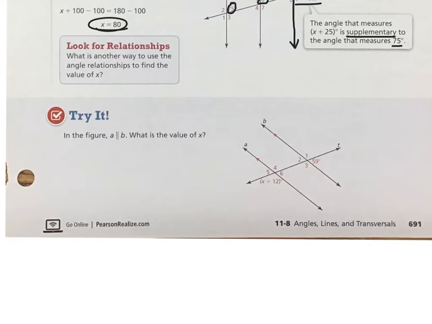Now let's try it. In the figure, lines A and B are parallel. What is the value of x? So when I look here at the relationships, I see that the only angle that they've given me is the angle that says 59 degrees. So look at the relationship here and where that angle is and what else it corresponds to. So on the other parallel line, on line A, do you see that the 59-degree angle corresponds to the angle marked 6, which means angle 6 is also 59 degrees.